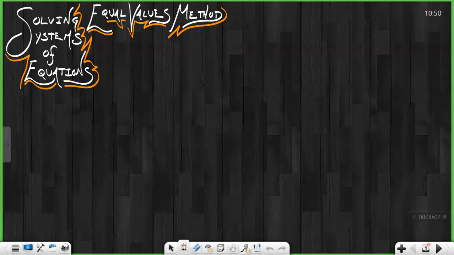All right, ladies and gentlemen, we are talking about solving systems of equations using the equal values method. This is one of 4 ways to solve a system of equations. The other methods are graphing, where you can graph the 2 lines and look for the intersection, and the other 2 are substitution method and elimination method. Look to those videos to learn more about them, but this one looks at the equal values method.